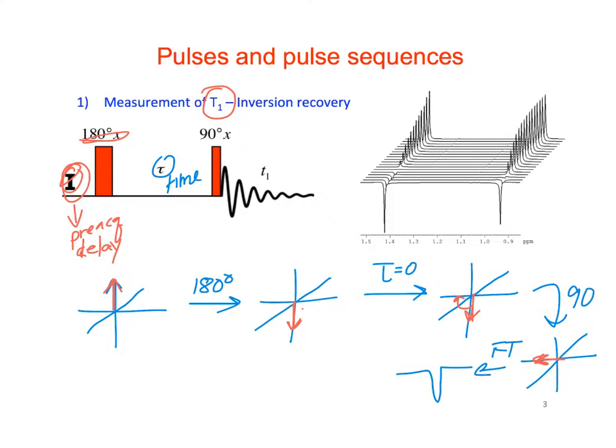All right, so as we increment this tau value, so let's just say tau is greater than 0, what's going to happen is this signal is going to start to decay up towards the plus z. Okay, so then we're going to do our 90. I'm just going to write them together, and then our Fourier transform, and we would get a peak that is smaller in the minus direction.